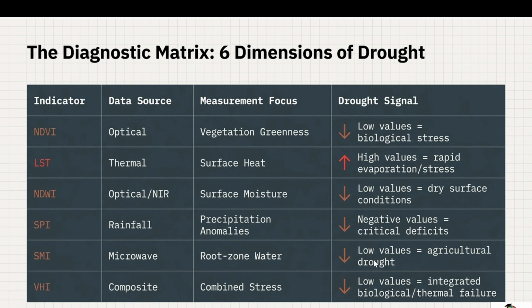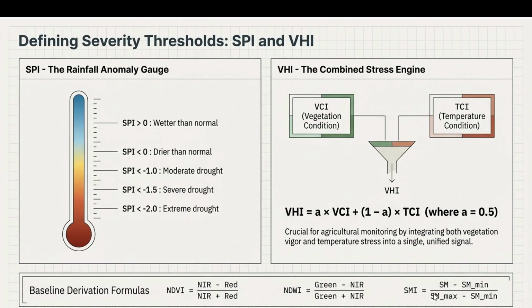We also identify, so you can see low values equal to biological stress, a drought signal. High values mean rapid evapotranspiration or stress. Low values indicate dry surface conditions. Then negative values indicate critical deficits. Then low values equal to agricultural drought for the SMI. And for VSI, low values indicate biological or thermal failure.